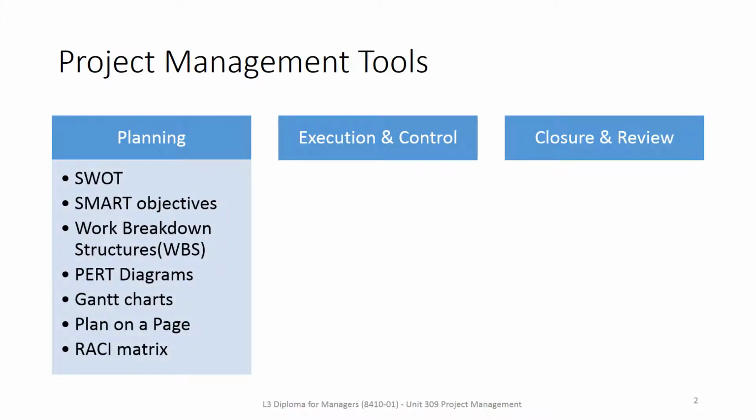So in the planning stages, we can utilize things such as SWOT, so that's strengths, weaknesses, opportunities and threats. We'll be using SMART objectives. We'll be using work breakdown structures, WBS, and we'll talk about those. We can use PERT diagrams, and we'll come back to those. Gantt charts. We can be using Plan on a Page, which is a planning tool, and we can be using a RACI matrix. We can examine some of those in more detail in a bit.